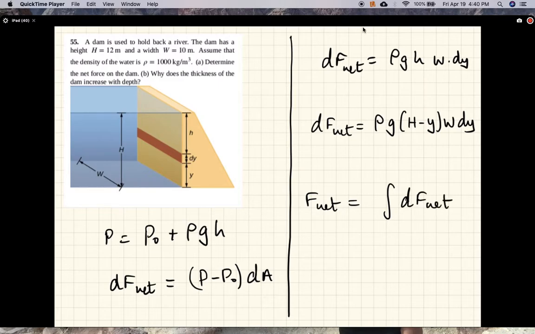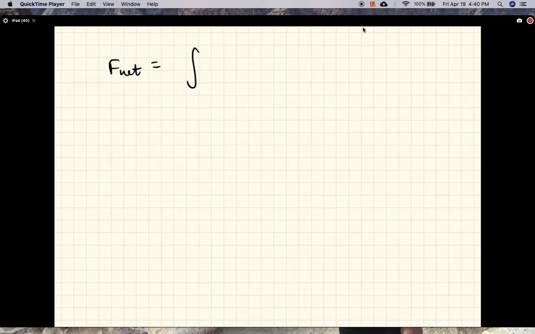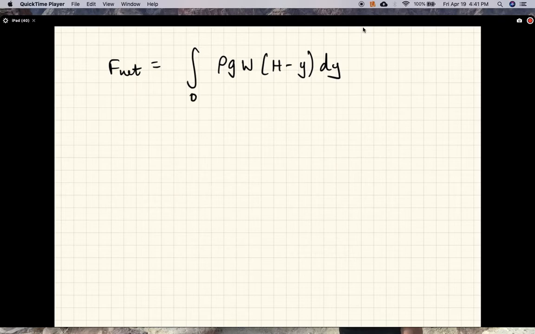Okay, and I'll go to the next page because I want a little more space. So the net force is rho g, h minus y, w, so rho g w times H minus y dy, and of course y goes from 0 to H. Okay, so y goes from 0 to H.